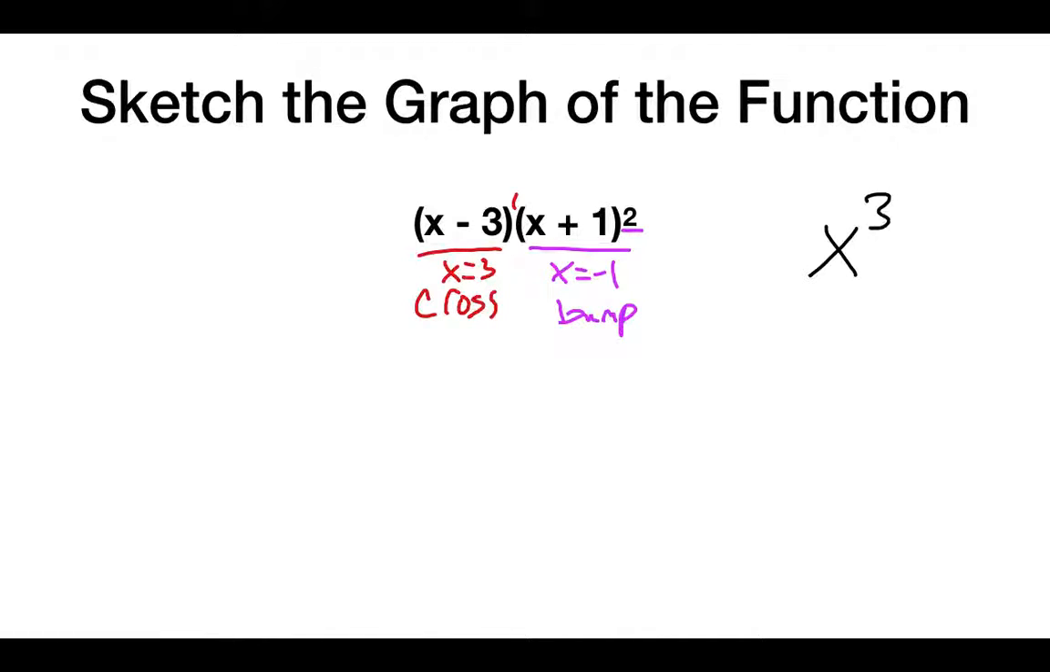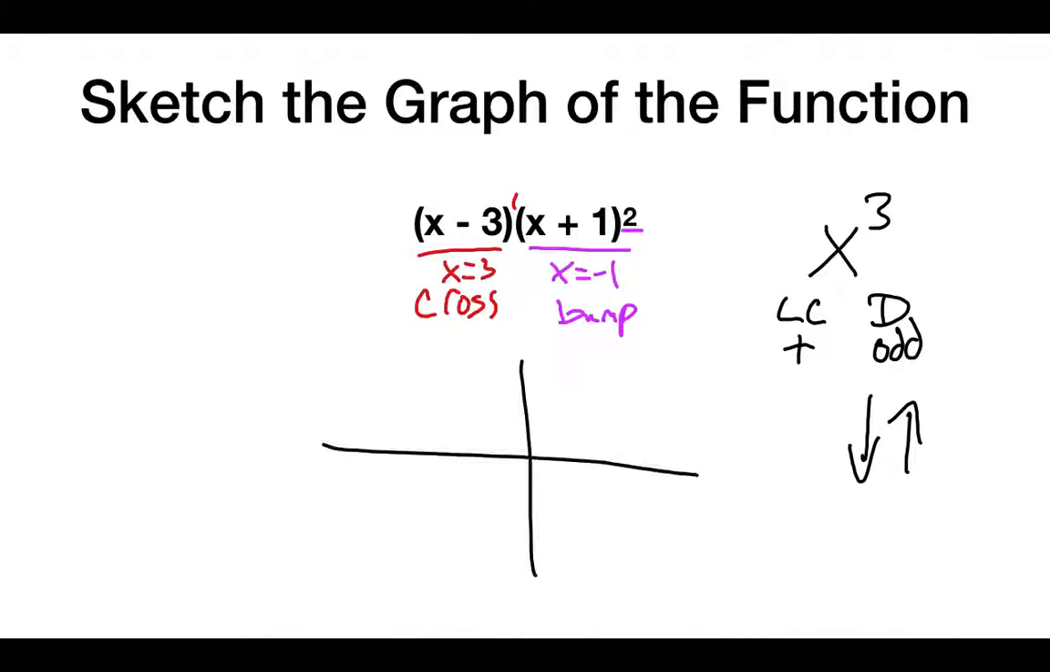Now, I need to figure out what the totals would be, so let's see, 1 plus 2, that means our leading term would end up being x cubed. So since our leading coefficient would be positive, that means on the right side it would go up, and since the degree would be odd, on the left side it goes down. Here we go, at -1 there is a bump, and at +3 there is a cross. So down, up, and there we go.